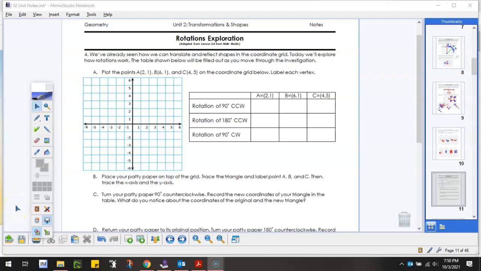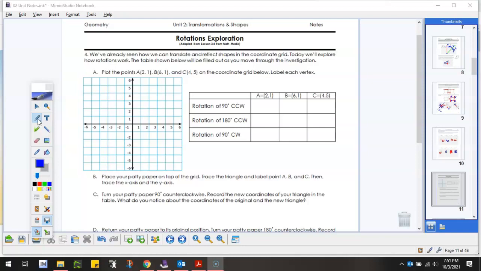So we've seen how we can translate and reflect shapes in the coordinate plane, right? We found those specific algebraic rules that we can use. Let's see if there's any patterns that we can use with rotation. So step one, we've got to plot this figure on the coordinate plane. I'm going to plot that with you in case you need any help with that. Otherwise, feel free to pause the video and plot it yourself.